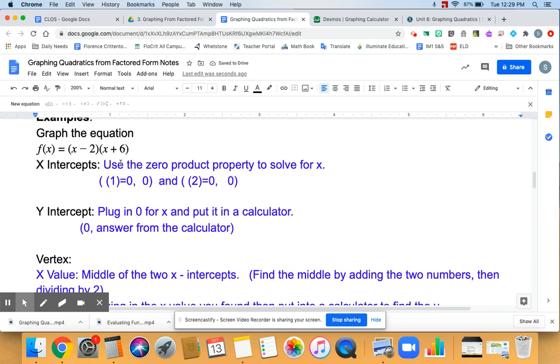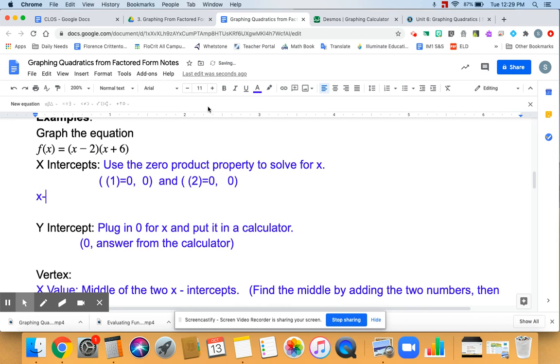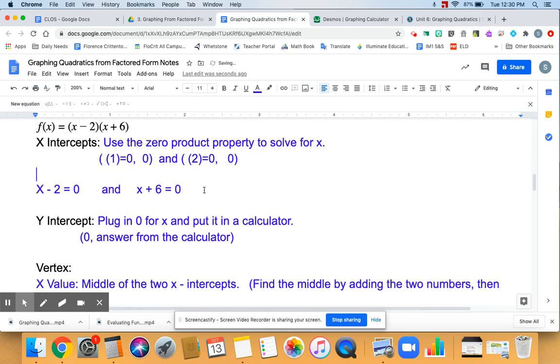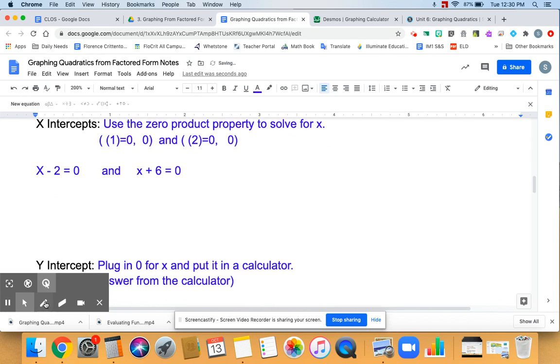So for this one, to get the x-intercepts, we're going to use the zero product property. Remember, the zero product property just has to take each parentheses, like x minus 2 is one of the parentheses, and you make it equal 0. And you're going to do the other parentheses, the x plus 6, to make that equal 0. And then we have to solve both of those for x to get our two answers. So how am I going to solve this one for x? Add 2 to both sides, because this negative 2 plus 2 is going to cancel. So then we'll have the x, and it's going to equal 0 plus 2, which is 2.